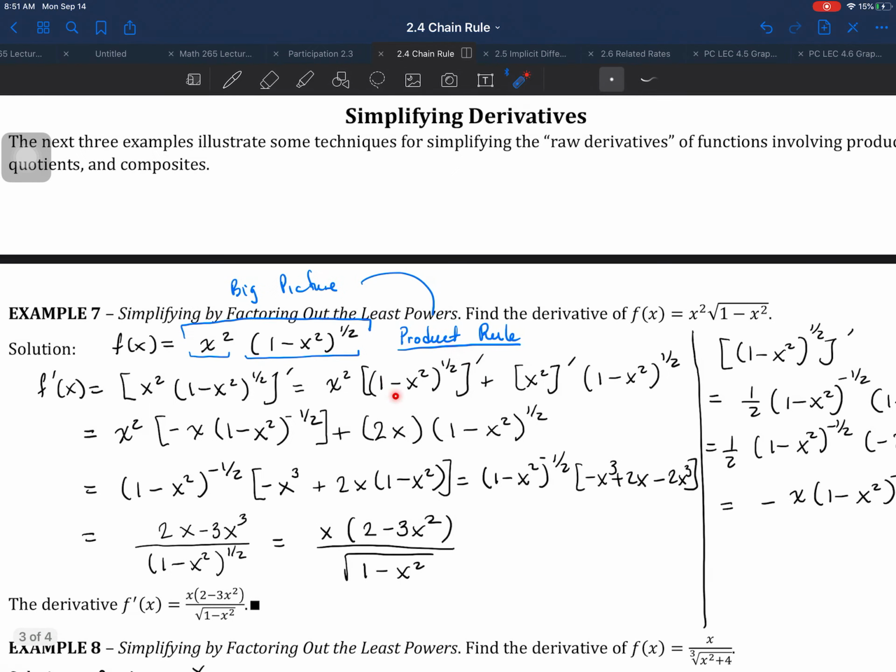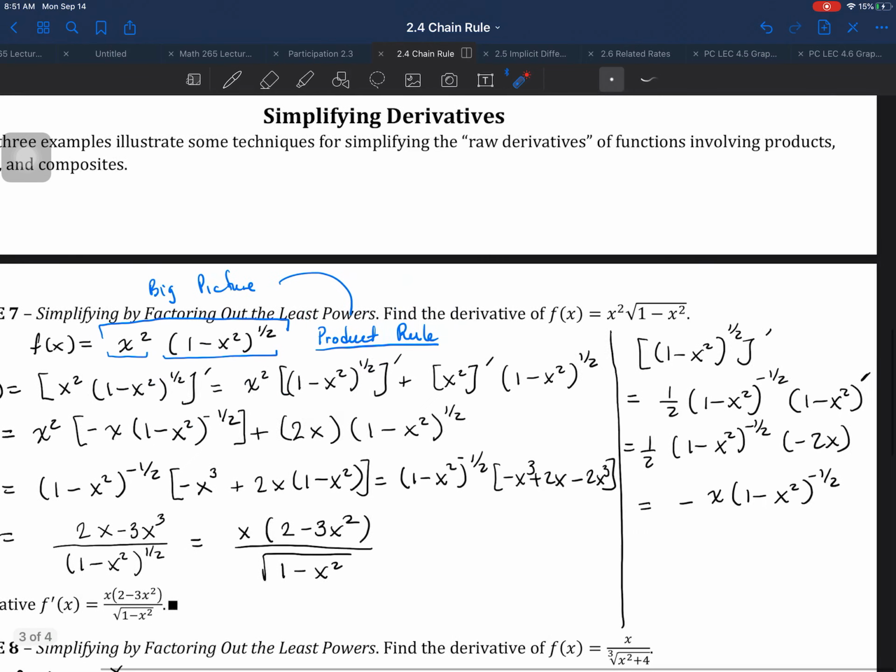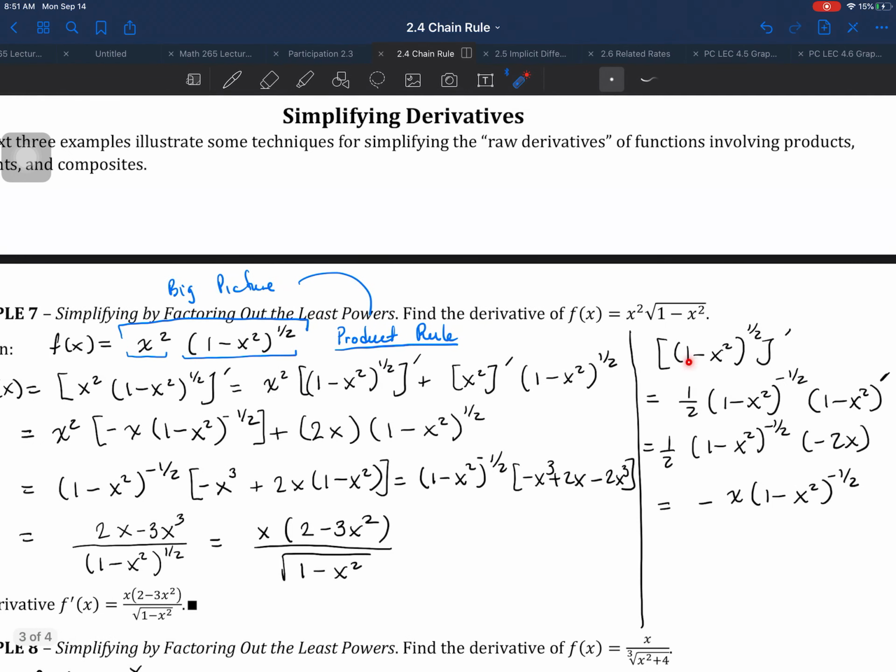Yeah, I'm taking the derivative of this, right? And it's going to be this. So I'm going to do it over here on the side: (1 minus x squared to the 1/2) prime, right? So here we have to use which rule?